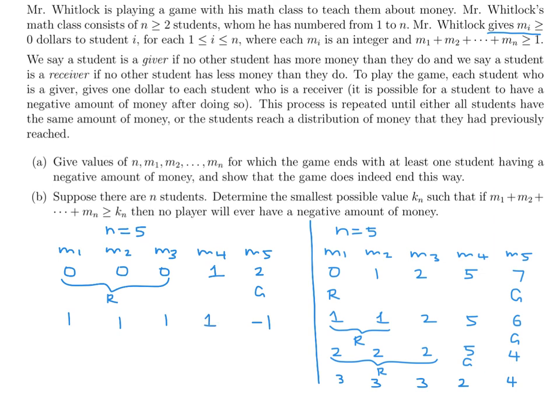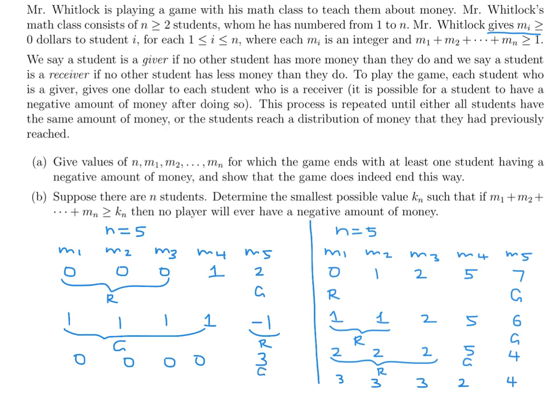Okay. Play the game again, but who's the giver, who's the receiver? These guys are all givers now, and this guy is the receiver. So the givers give the receiver $1 each. So now he's getting $4, so now he's up to 3. Each of these drops down to 0. All right, so let's keep the game going.